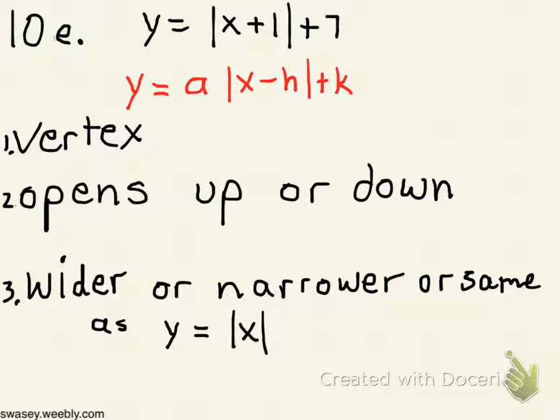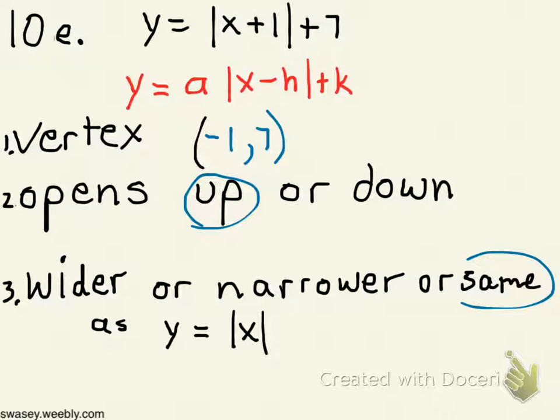This one we've got y equals absolute value of x plus 1, and then out to the side plus 7. The vertex, h, is -1. It's the opposite of what we see inside of the absolute value, and then the k is 7. A is positive, so it opens up. A is 1, so it's going to be the same as y equals absolute value of x.